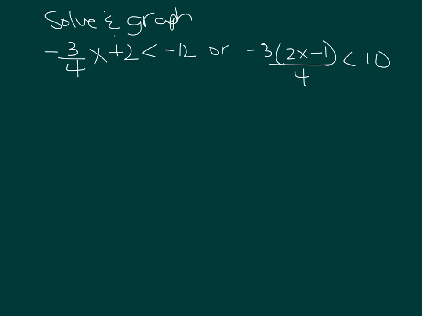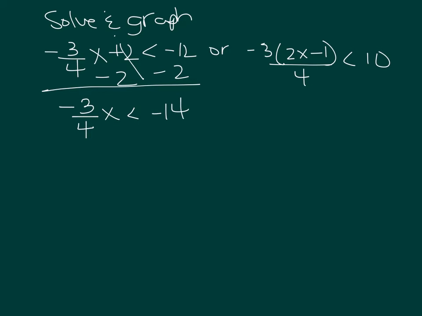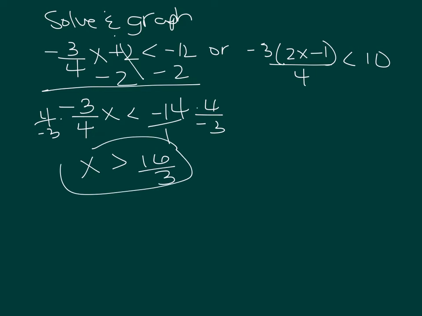Okay, so on the left side, we're going to subtract 2 from both sides, and we get negative 3/4 x is less than negative 14. Multiply both sides by 4 over negative 3, because that's the reciprocal. I'm going to flip my sign because I multiplied both sides by a negative, and you get x is greater than, well, 2 negatives make a positive, and 14 times 4 is 56 over 3. Actually, as stated, x is greater than 16/3 is the first answer.